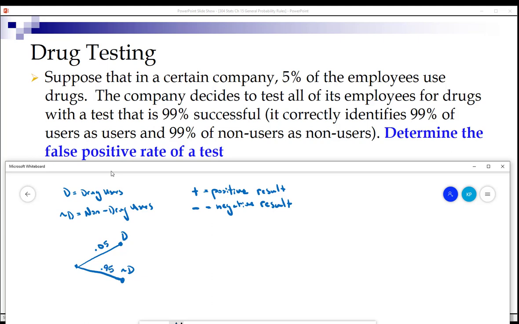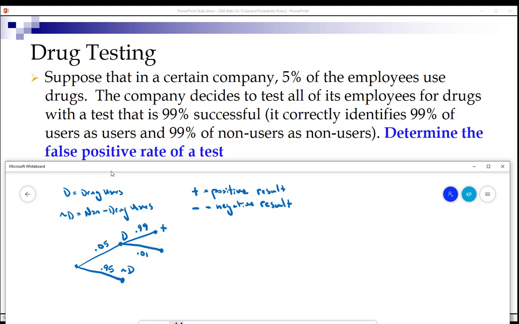0.95. The probability that they're going to test positive from this group of people, so I'm going to say positive here, is going to be 0.99 because these people do drugs, and our test is 99% correct, so 99% of these 5% of people are going to test positive.